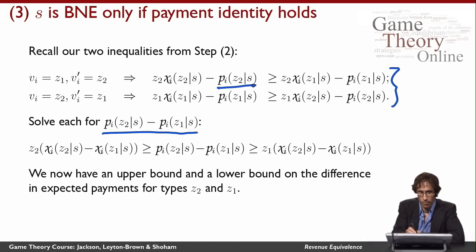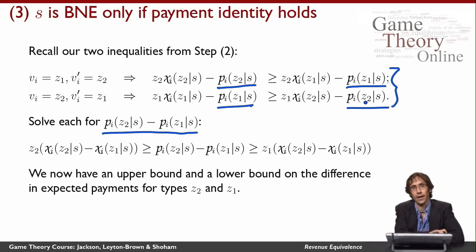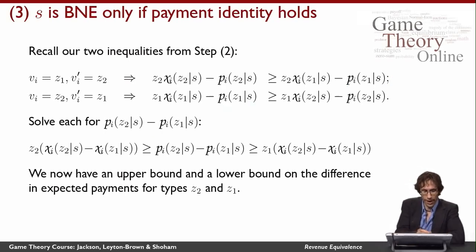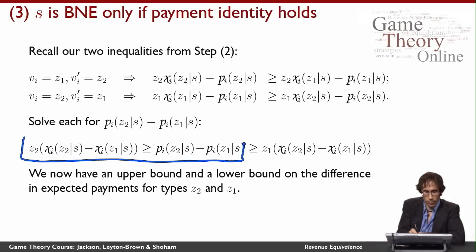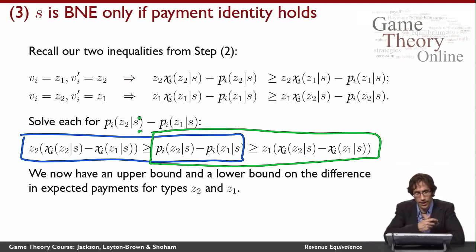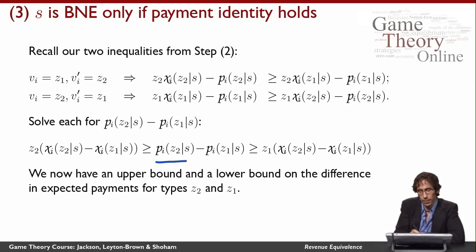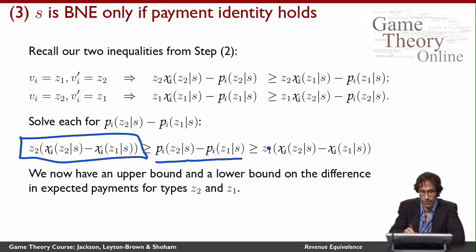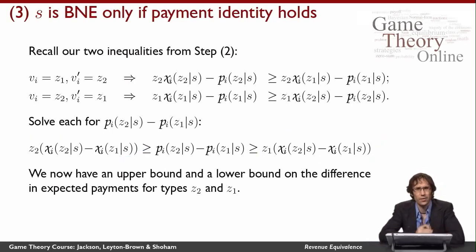You notice they both have a pi z2 given s and a pi z1 given s. And so if I rearrange things, then I can get them so they both have that on one side of the expression. And when I do that, I end up with one of the inequalities looking like this, and the other one looking like that. And in total, I can think of that as upper and lower bounds on the differences in expected payments that have to be made between agents of type Z2 and agents of type Z1. So in other words, this difference in payments here has to be not less than this amount and not more than this amount. Well, that's fine, but this just looks like a lot of messy math. It's not clear why these upper and lower bounds are very helpful to me.